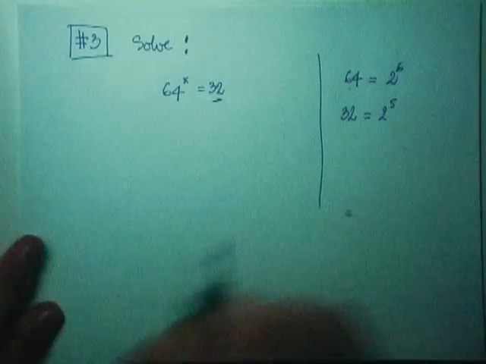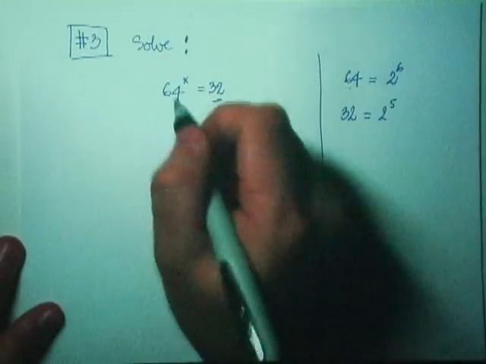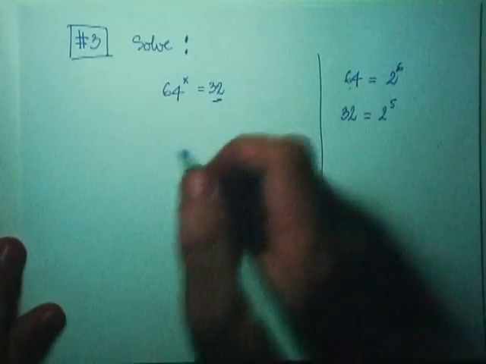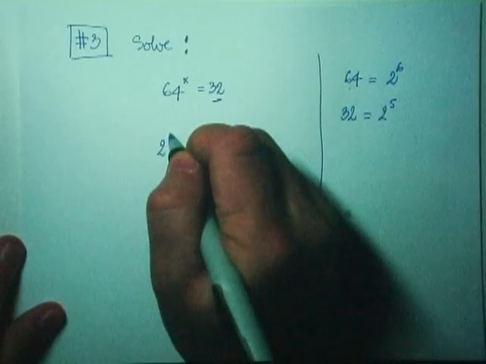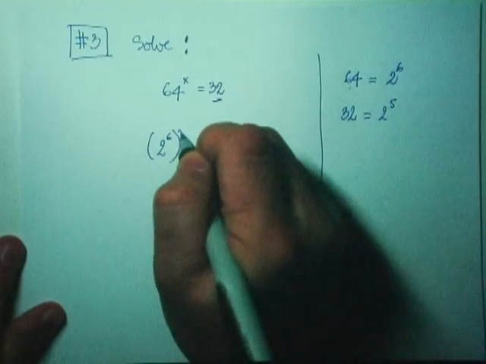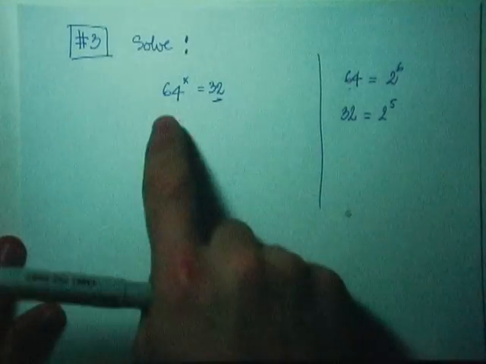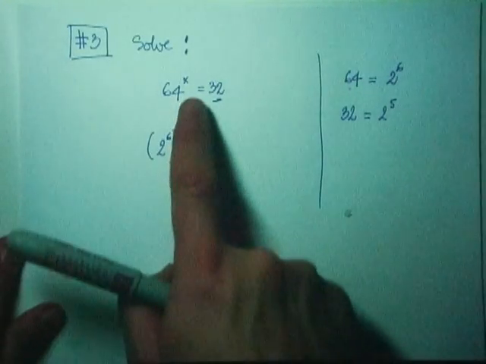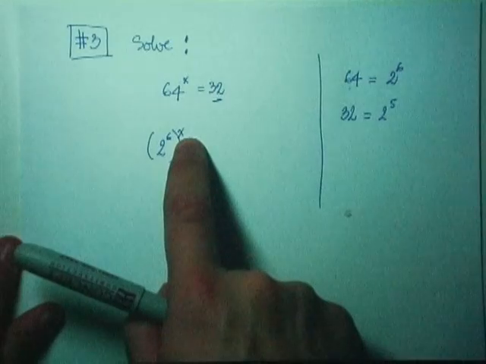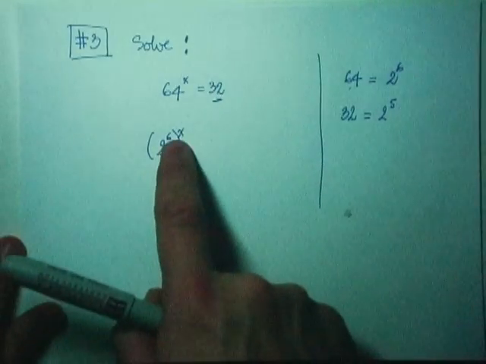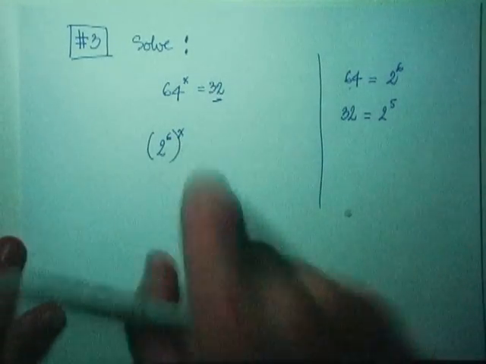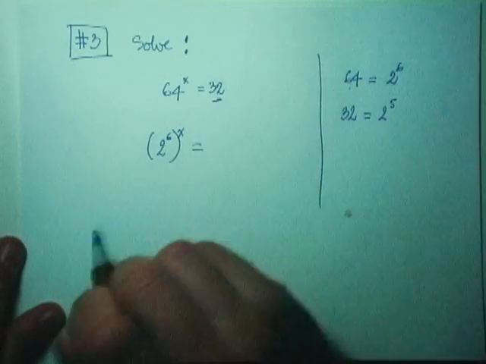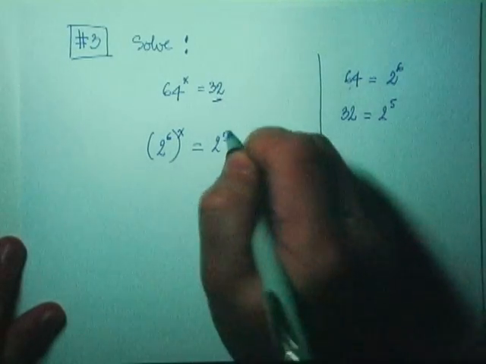Now what I can see is that the left-hand side, I can convert into 2 to the 6th, all to the x power, because 2 to the 6th substitutes for my 64. And then the left-hand side has x as the new outer power. So I have 2 to the 6th, and then all that expression raised to the x power, and that equals 2 to the 5th on the right-hand side.